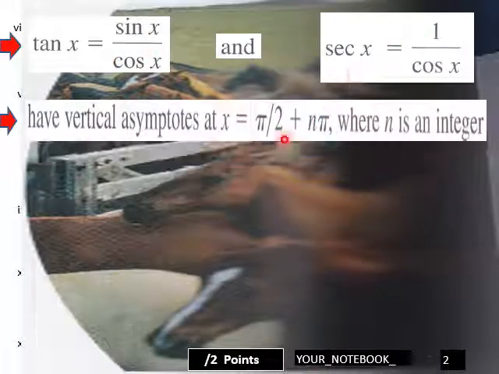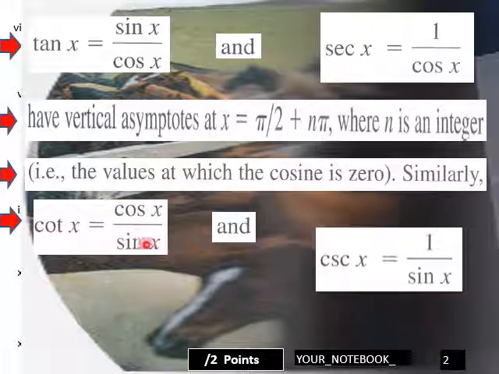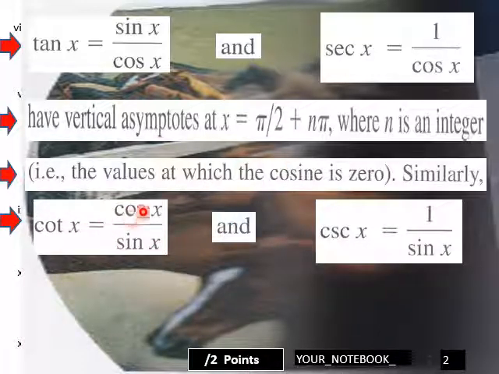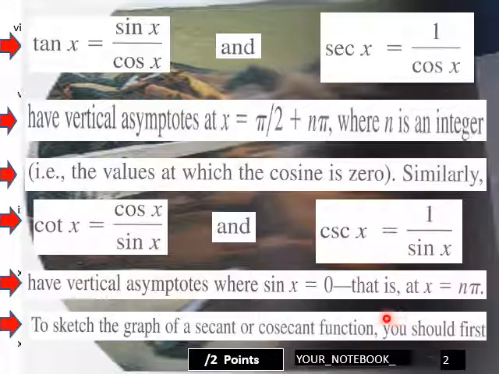The graphs of tan x equals sine x over cosine x and secant x equals 1 over cosine x have vertical asymptotes at x equals pi over 2 plus n pi, so there's a similarity here between tan x and secant x, where n is an integer, that is, the values of x for which the cosine is 0. So when your cosine is 0, you have a vertical asymptote. Similarly, cotangent x equals cosine x over sine x and cosecant x equals 1 over sine x have vertical asymptotes when sine x equals 0, that is, at x equals n pi.